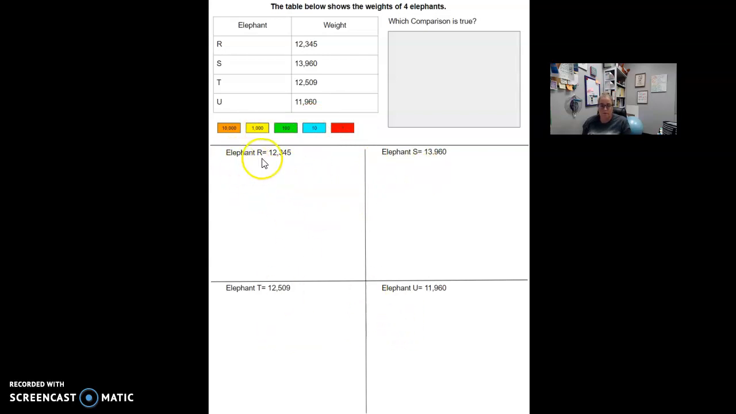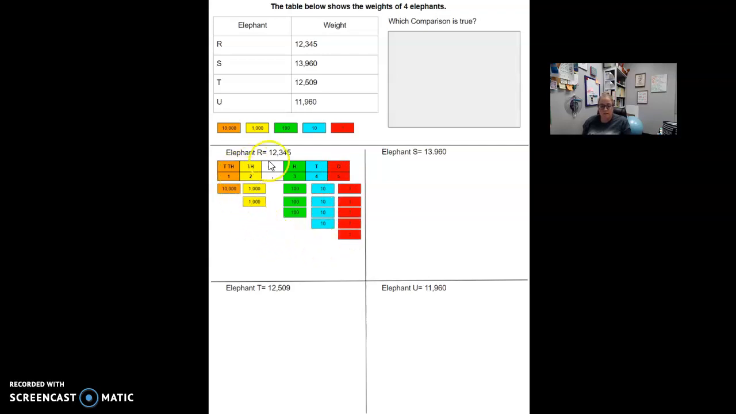So let's start with elephant R. Elephant R weighs 12,345 pounds. So I have my place value chart, and with my place value chart, I've already filled it in, 12,345. And just like we've been doing in the past, I'm going to model this number with my place value discs. I'm going to start at my 10,000s place, and I'm going to use 1. My thousands place, I need 2. My hundreds place, I need 3. And my tens place, I need 4. And finally, for my ones place, I need 5. So now I've represented elephant R.